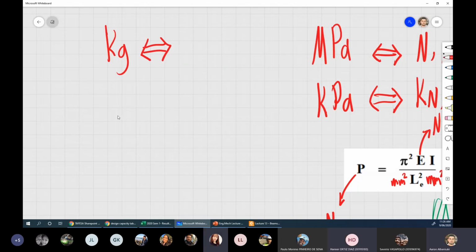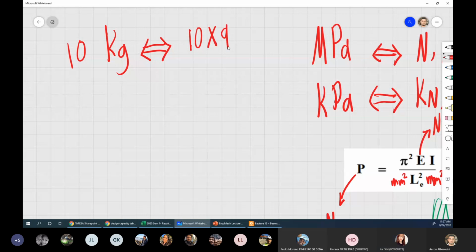Newton. 9.81. So if I have, let's say, 10 kilograms, what should I do? So we should, with the gravity, 9.8. What should I do? 10, multiply by 9.81, and that gives kilogram meter per second square.